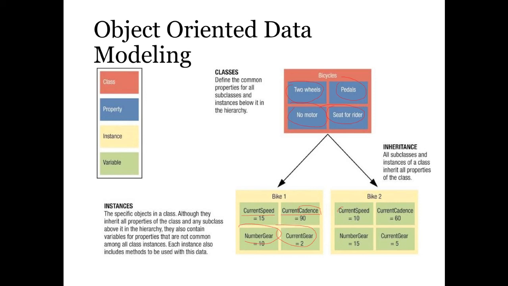Then for bike 2, it has different speed, different cadence, number of gears, and different current gears. So this is just a different way for programs to look at different parts in your program.